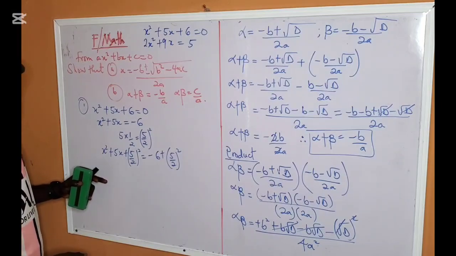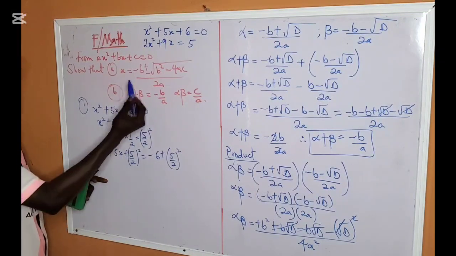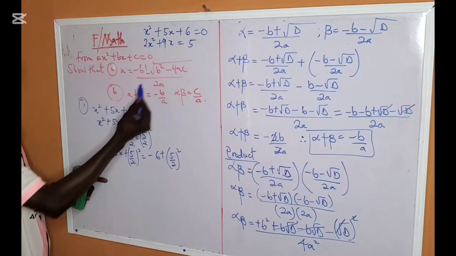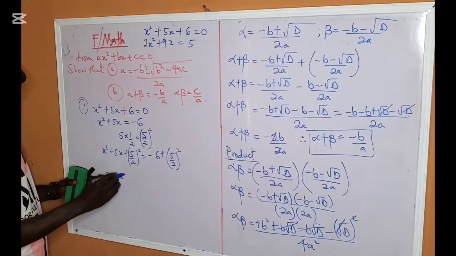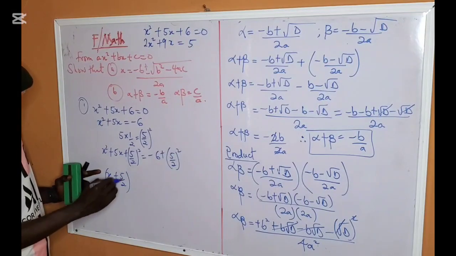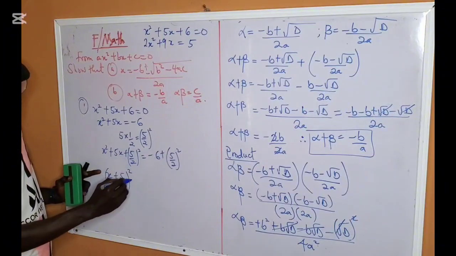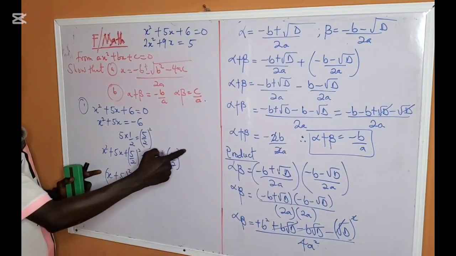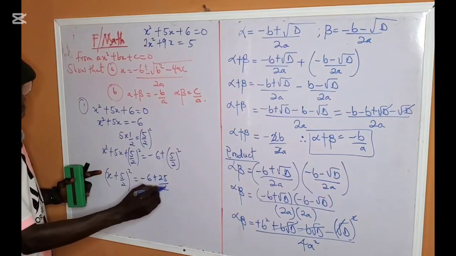So the next thing is we are going to turn this to a perfect square, just like how we solved using completing the square method to get our quadratic formula. It's going to be x plus 5 over 2 squared. If I expand this, I will surely have what we have here equals minus 6 plus the square of 5 is 25. The square of 2 is 4.